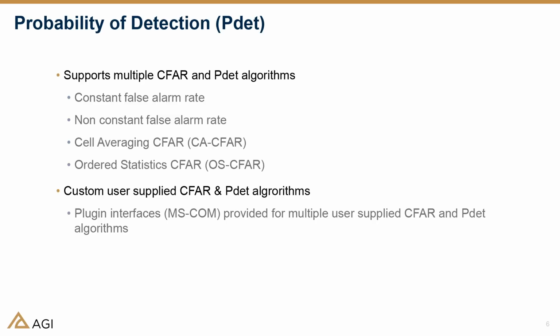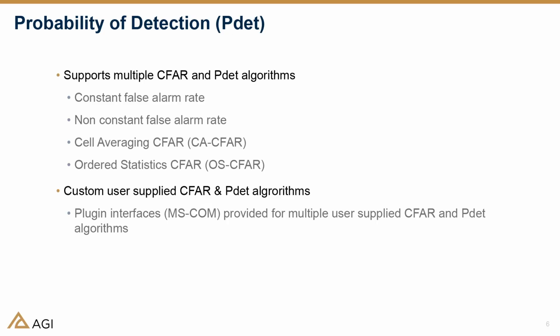Continuing a bit further, for a while within STK we supported constant false alarm rate and non-constant false alarm rate algorithms. Along with that, we have recently added the ability to do cell averaging CFAR and ordered statistics CFAR. The advantage of using both is that you can compute multiple cells behind and in front of your actual object.